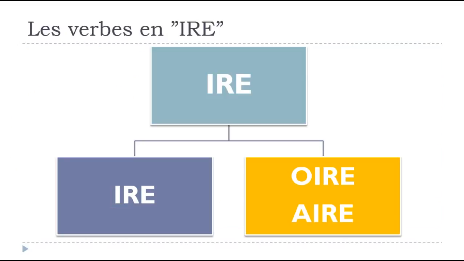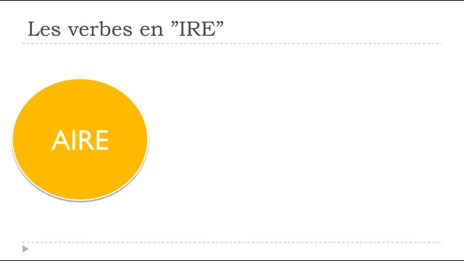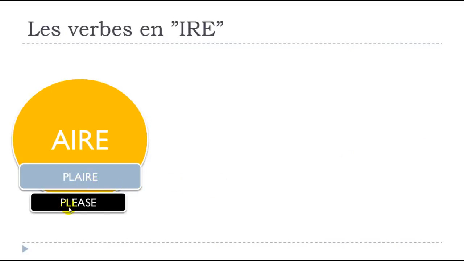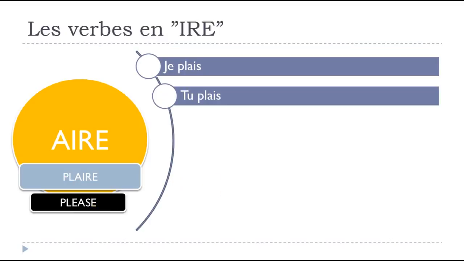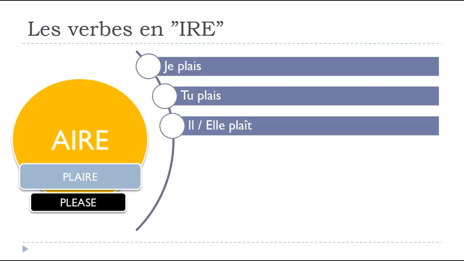So now comes the second subgroup. We're talking about the verbs ending with ire or er. And so for the first verb, I decided to take plaire, and plaire is to please. Je plais, tu plais, il plaît, elle plaît.